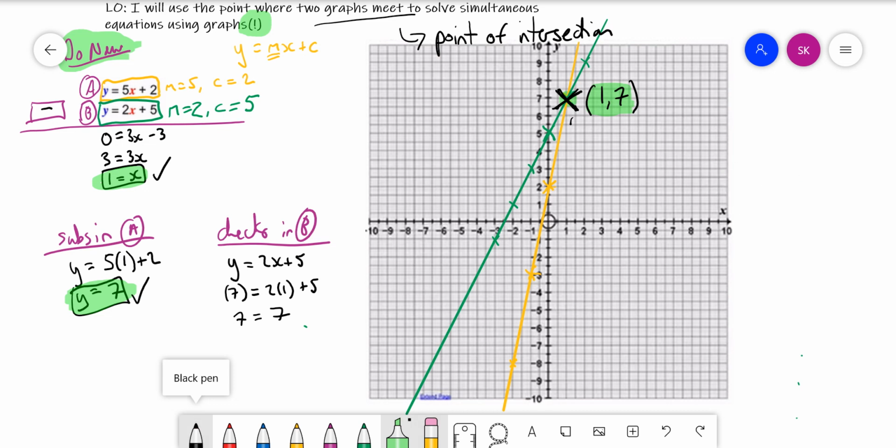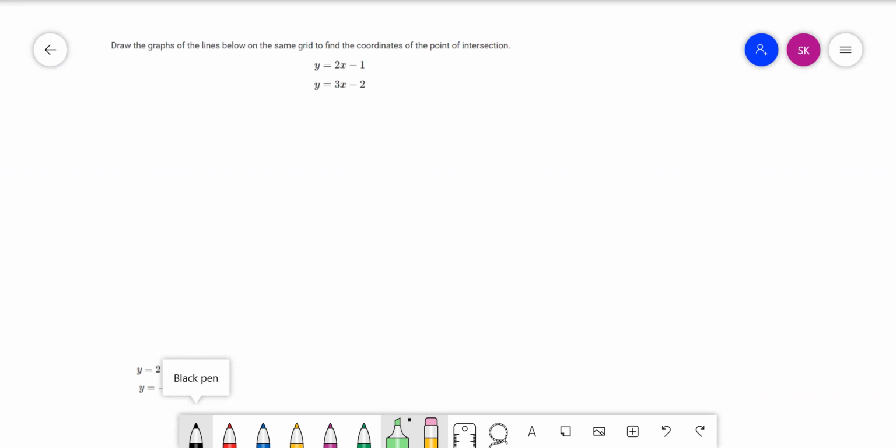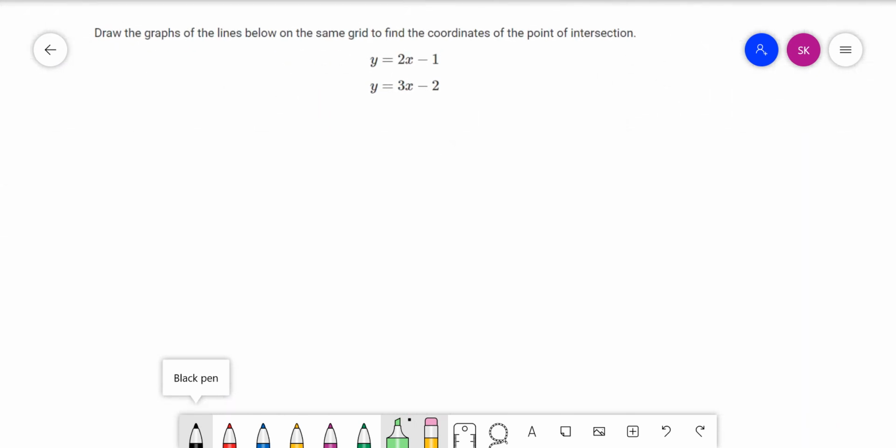So let's look at an example over here. So this example here, zoom in a little bit. Let's call it EG1. It says, draw the graphs of the lines below on the same grid to find the coordinates of the points of intersection.